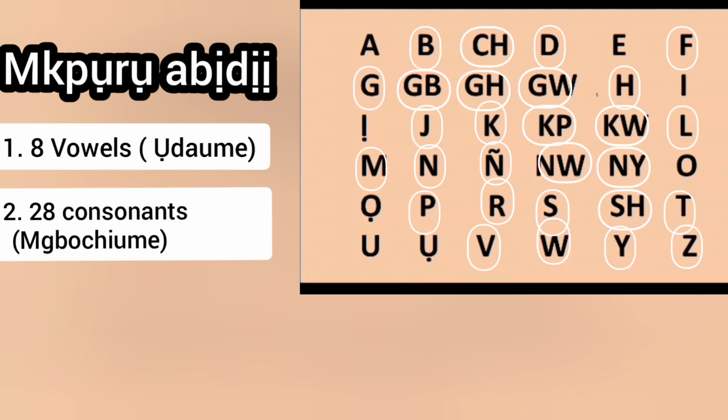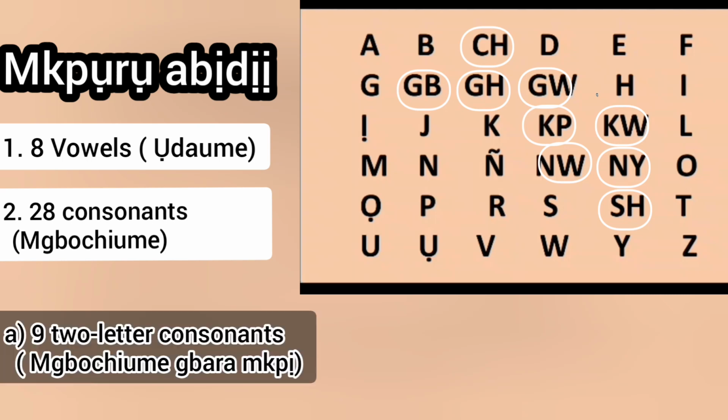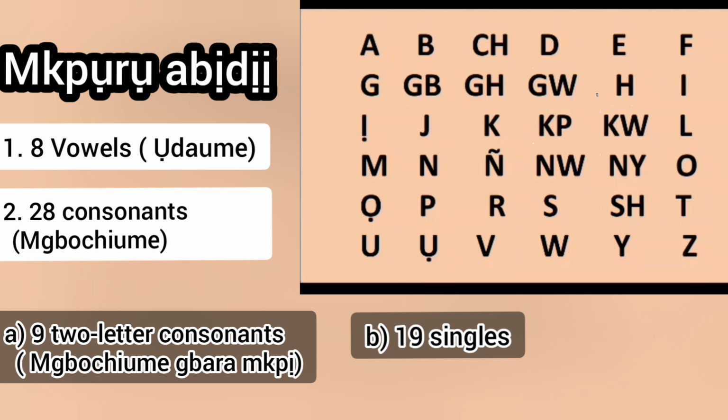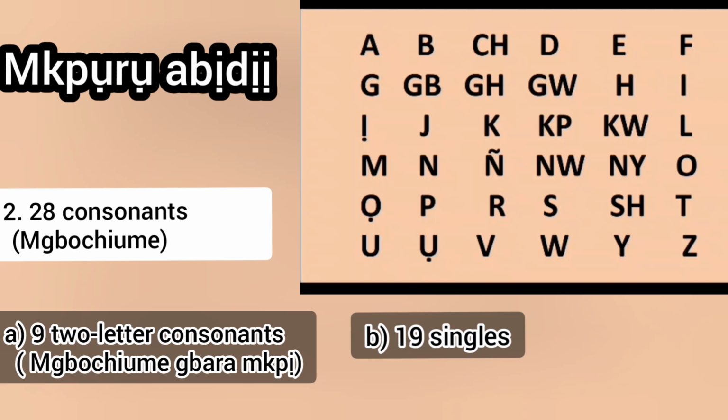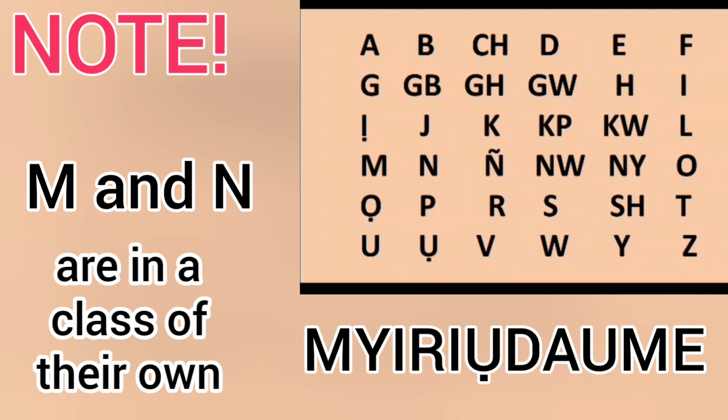Of these consonants, 9 are double letter consonants, which means they have 2 letters making up just one consonant. We call them mgbochiume ndị gbara mkpị. It's important to note that Mi and Ni are in a class of their own. Even though they are consonants, they can also be used as vowels. Because of this, they are called Ñụrịa.